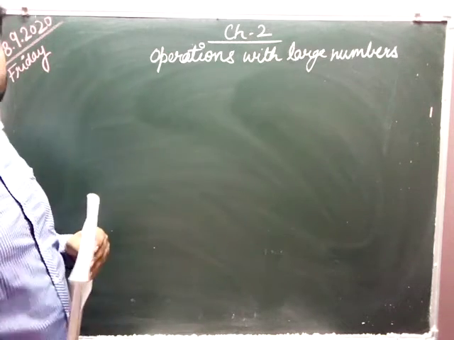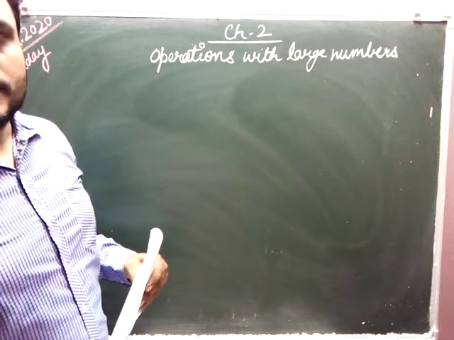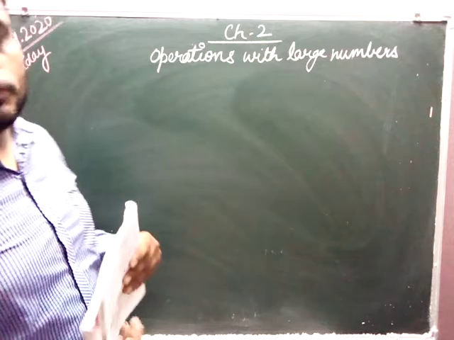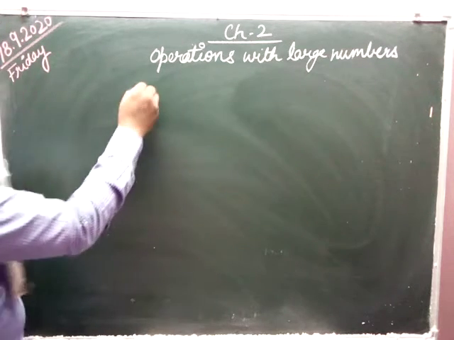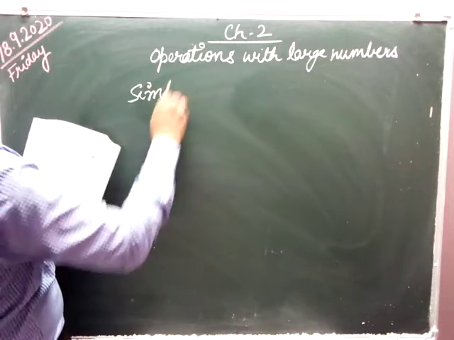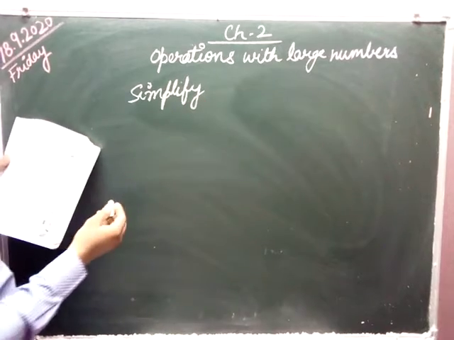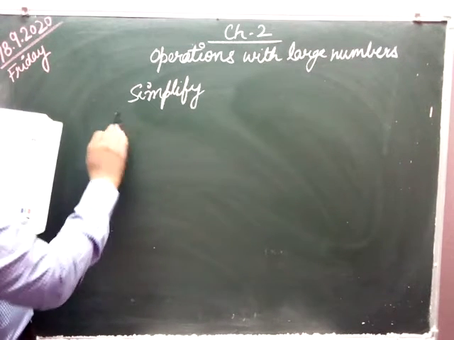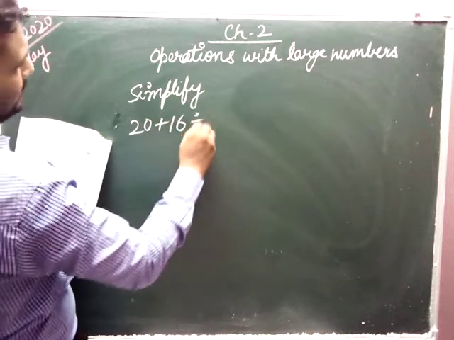Today we will discuss simplification as well as story sums, which are both a mix of multiplication and division. So first we will discuss simplify. In simplify you have to simplify the question. In front of us I have a question. Suppose I have taken an example: 20 plus 16 divided by 2.